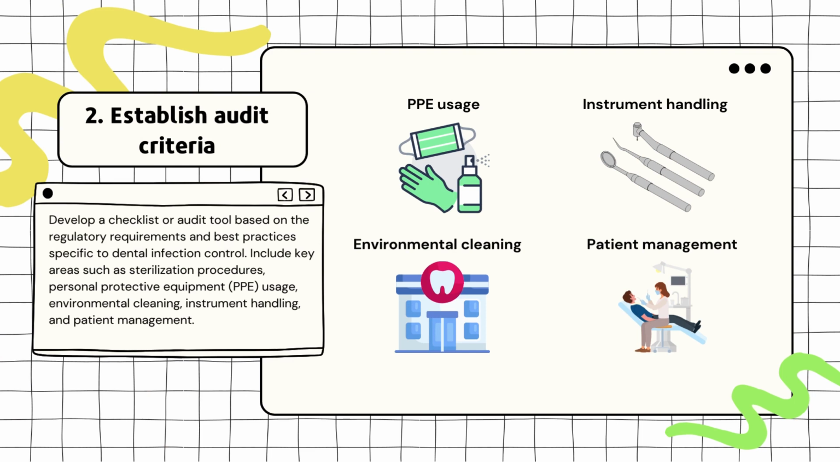Second, establish audit criteria. Develop a checklist or audit tool based on the regulatory requirements and best practices specific to dental infection control. Include key areas such as sterilization procedures, personal protective equipment or PPE usage, environmental cleaning, instrument handling, and patient management.